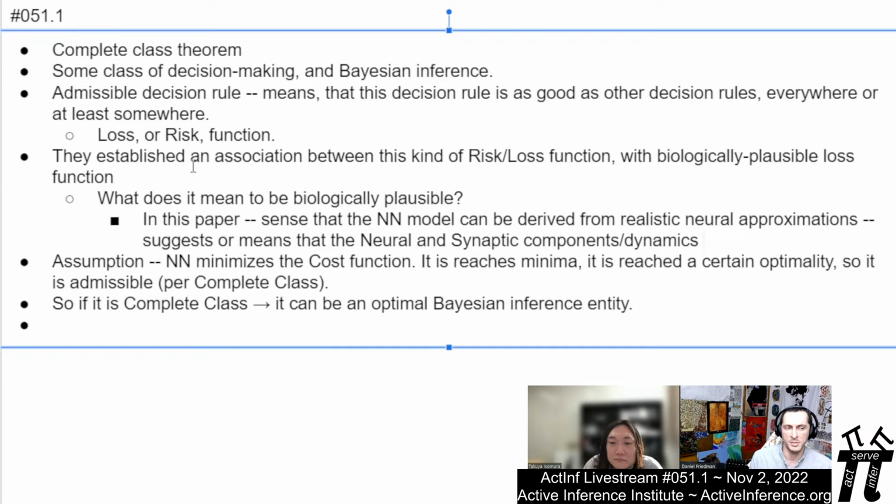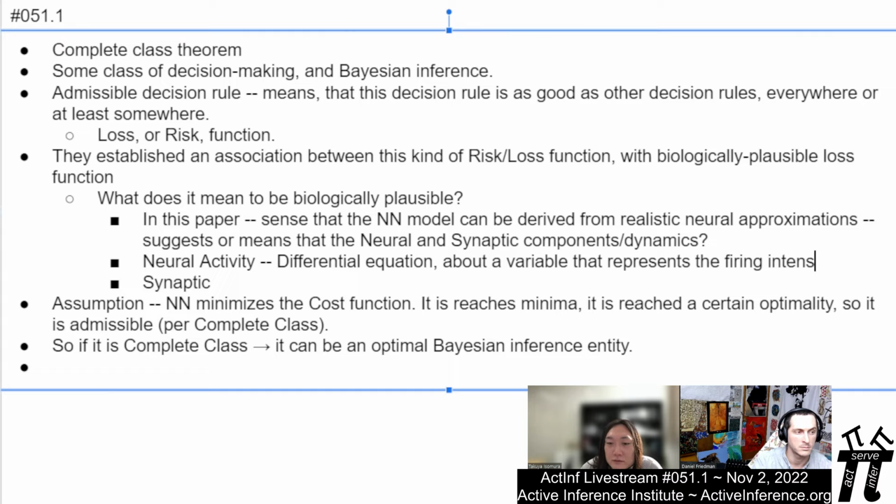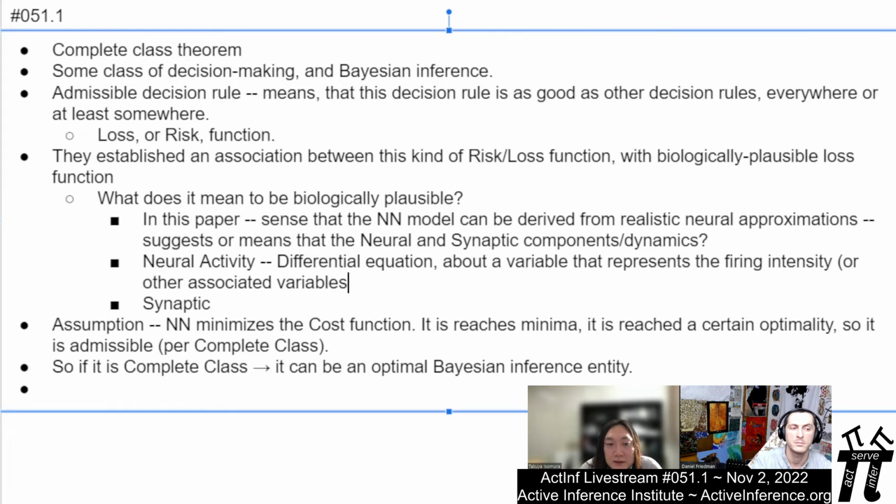So what is the distinction between those neural and synaptic components in the loss function, or what equation to look at? You mean the distinction between neural dynamics and synaptic? Yeah. What is the distinction between them, and how is it represented in the equations? Okay. Basically, the neural activity equation is a differential equation about a variable that represents firing intensity, or some sort of variable associated with the neural firing. On the other hand, the synaptic plasticity equation is an update rule about the synaptic weights or synaptic strengths, which is a connection between two neurons.